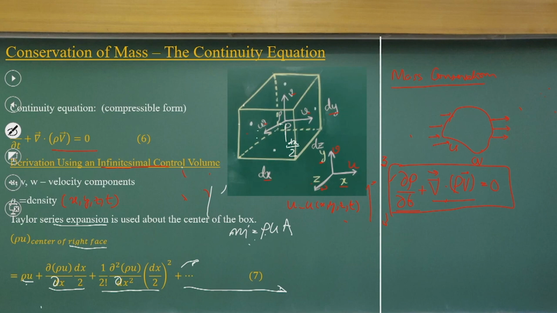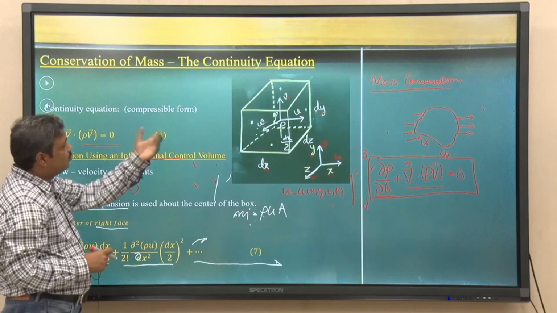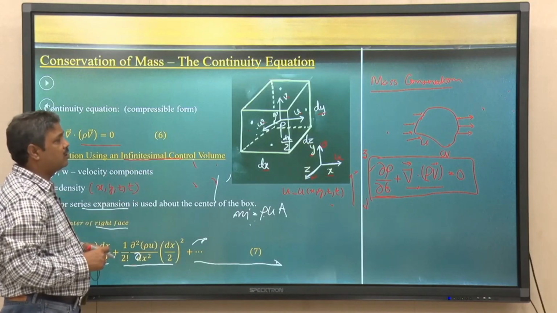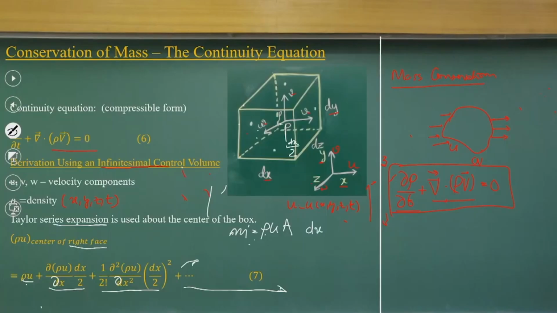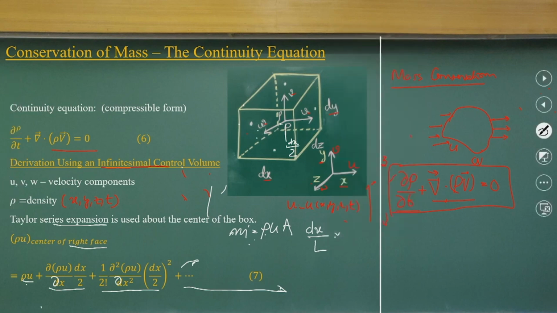Now, if you look at these Taylor series components, we are looking at infinitely small control volumes. So, the dx value we are considering is defined relative to the characteristic length. Basically, when you are solving a pipe flow, the characteristic length is the diameter. So, for any general problem, dx by L can be a very small value, of the order of 10 to the power minus 3. That is the range.